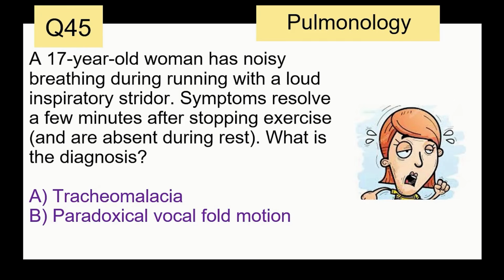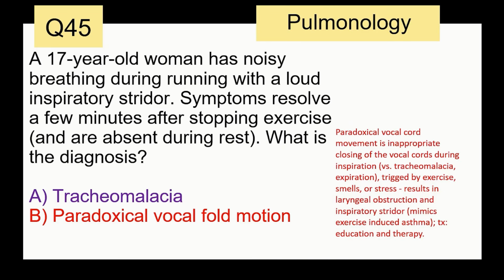Question 45. This is just an interesting question, probably won't come up. It came up in a UWorld question about paradoxical vocal fold motion, and that's what's going on over here. Paradoxical vocal fold motion is an inappropriate closing of the vocal cords during inspiration, versus tracheomalacia, which is during expiration, and is caused by exercise, smells, or stress, and results in laryngeal obstruction and an inspiratory stridor. Probably won't come up on the exam, but here it is.